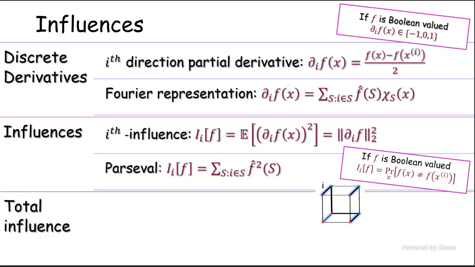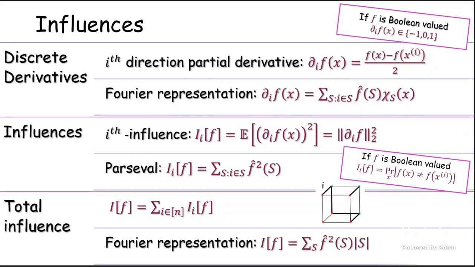Another interesting object that we'll look at is the total influence, which is defined to be the summation of all the influences. What it measures is the probability of an edge to be influential all over the cube. It's also known as the average sensitivity. So up to normalization, this is the probability of an edge to be sensitive.